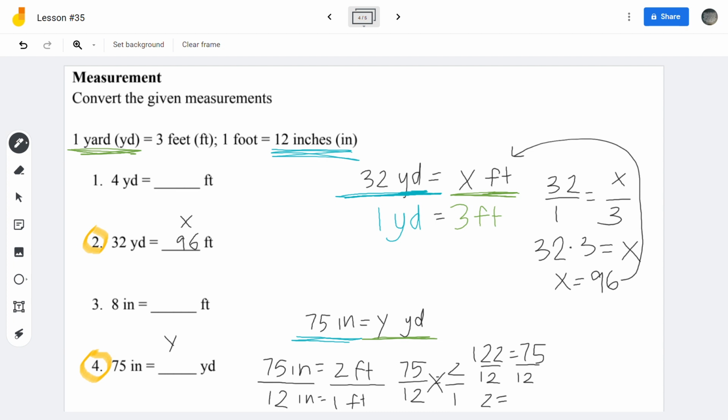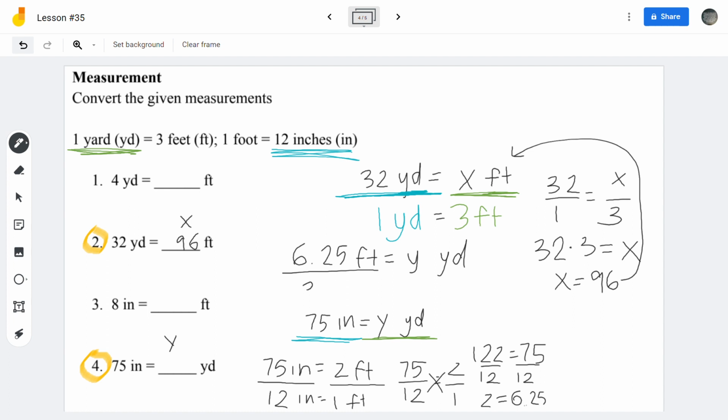And then once you divide 75 divided by 12, you'll end up with 6.25. So now we know our feet. I'm going to rewrite it over here, 6.25 feet. And now we're going to find the yard, which is what we were trying to look for in the beginning. So that is our final answer, what we're going to look for, the yards. So now we know our feet, and we're going to use that to find our yard.